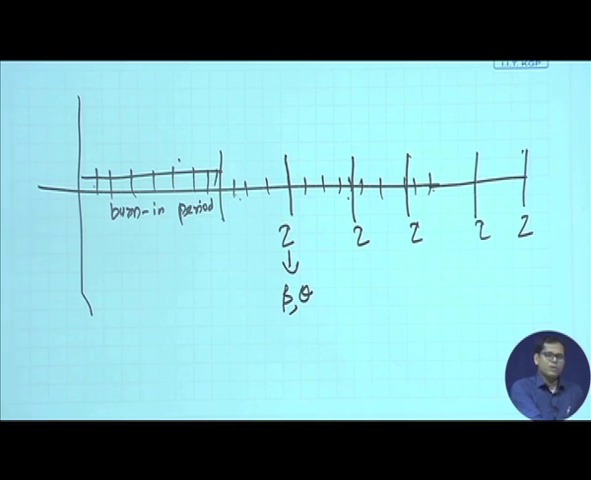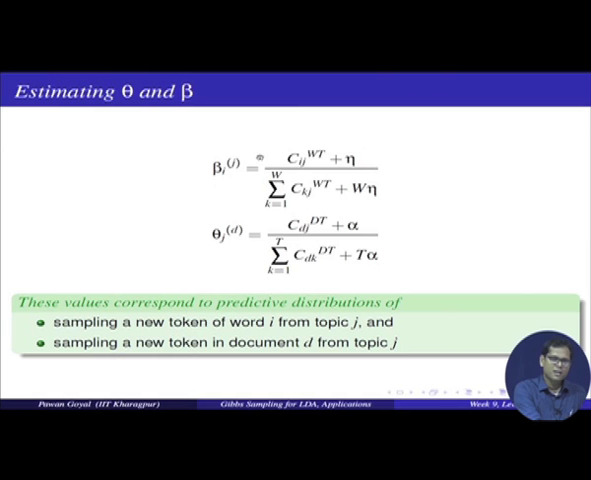So once you have this Z, how do you compute your betas and theta? That is very easy. We were actually using that to compute Z. So beta is the probability that a topic j is assigned to the ith word. This will be from the matrix CWT. So I will take C_ij^WT plus eta, divided by the sum over all words, C_kj^WT plus W eta.